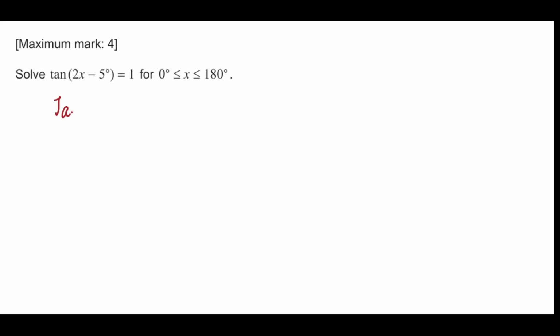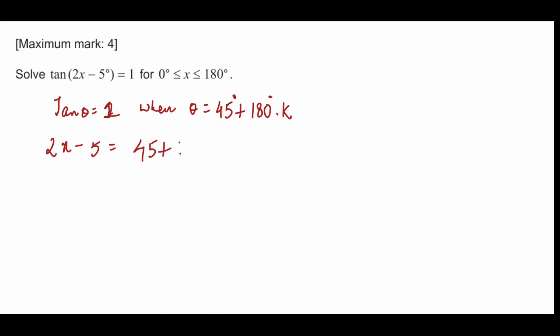Now we know that tan of theta equals 1 when theta equals 45 plus 180 degrees multiplied by k. So tan theta is equal to 1 when theta takes the value of 45 degrees plus 180 degrees multiplied by k. So what we can do is equate these two. Let's equate 2x minus 5 equals 45 plus 180 degrees multiplied by k.